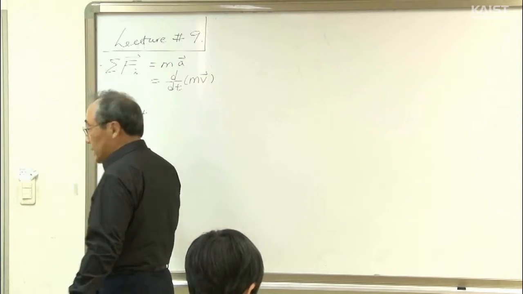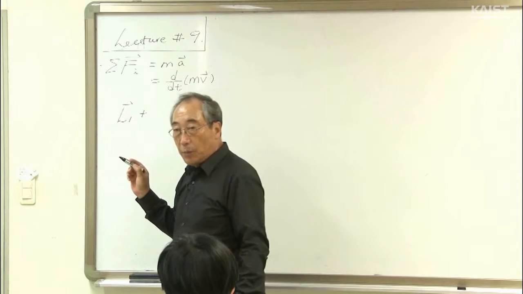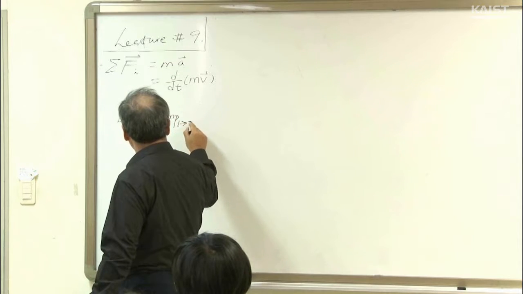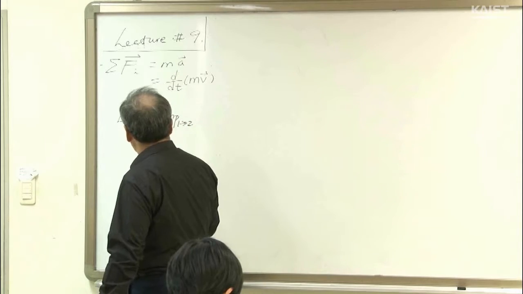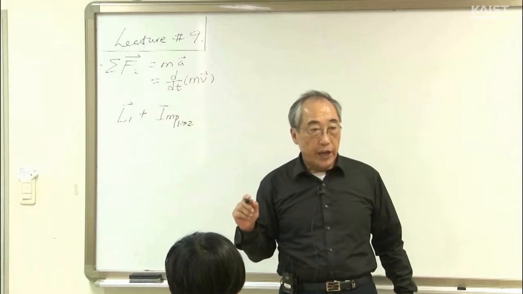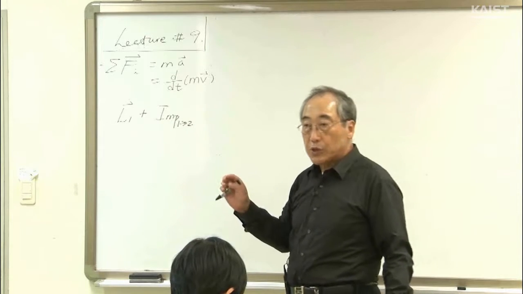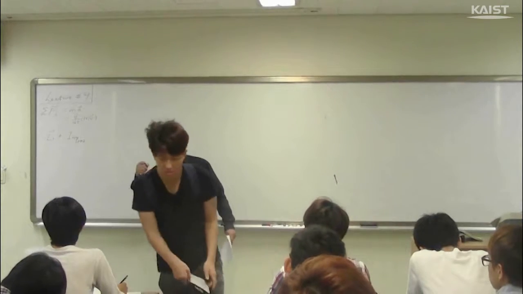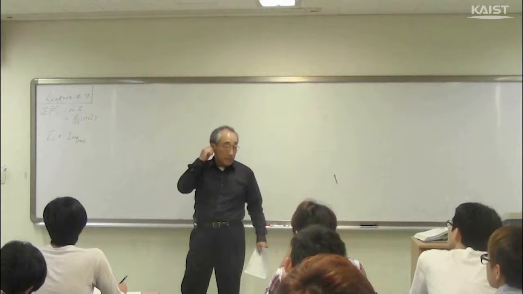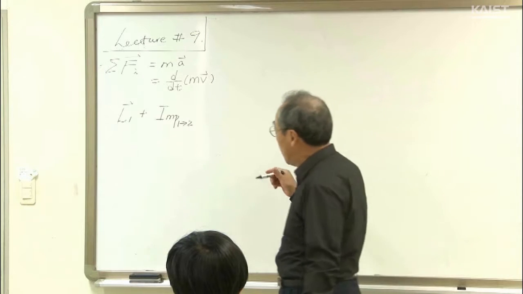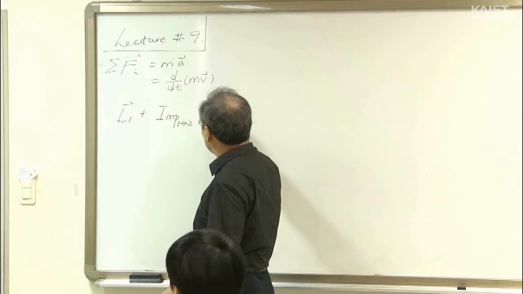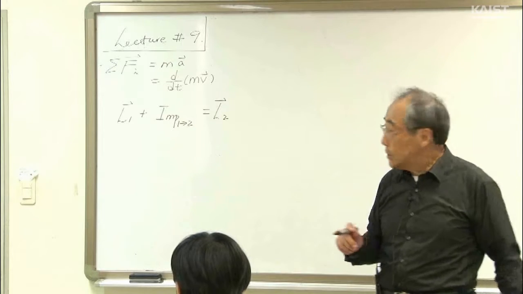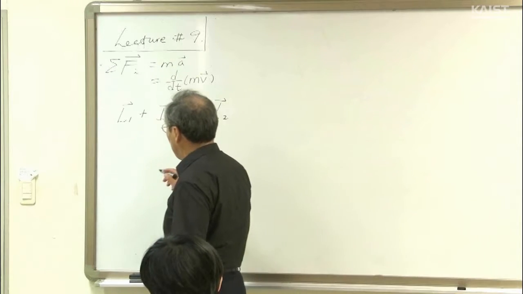If I write that in vector form, linear momentum at state 1 is going to be changed by the impulse which I apply to the mass system. Impulse 1 and linear momentum 1 will induce the momentum change at state 2. Thus, we call this the principle of impulse and momentum.